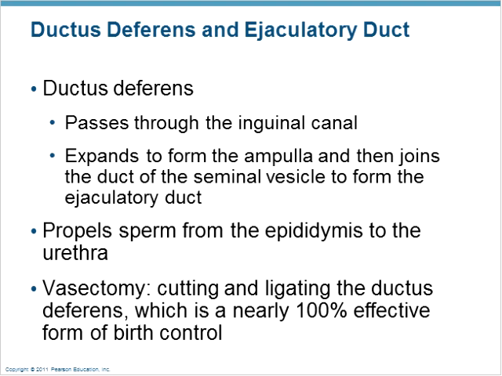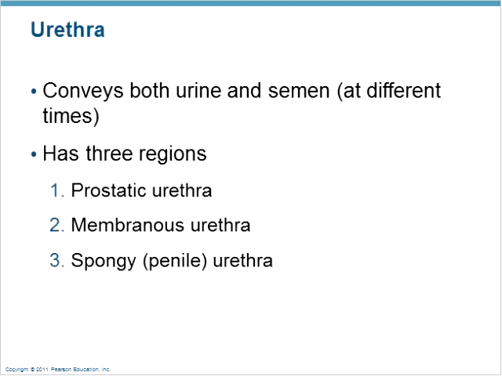The ductus deferens passes through the inguinal canal, which is the opening into the abdominal cavity. It expands to form the ampulla and joins the duct of the seminal vesicle to form the ejaculatory duct within the prostate proper. It propels sperm from the epididymis to the urethra. A vasectomy is the cutting and ligating of the ductus deferens, which is a nearly 100% effective form of birth control.